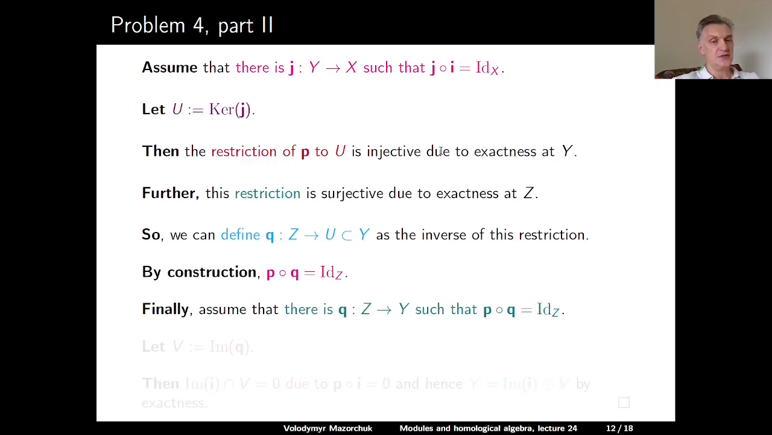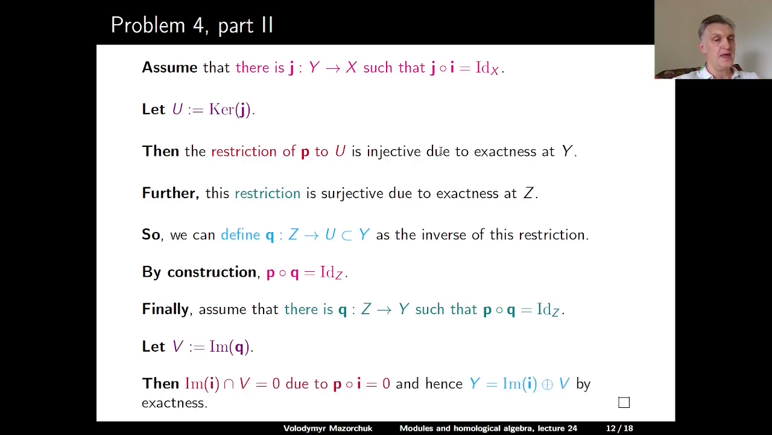Finally, assume the third condition, that there exists Q from Z to Y, such that P after Q is the identity on Z. Denote by V the image of Q. Then the image of I intersects V trivially, as only in 0, because P after I is equal to 0, and hence we can write Y as the image of I plus the image of Q, due to the exactness of our sequence at position Y. And this means exactly that Y is a direct sum of the image of I with something. And this completes the solution to this problem.